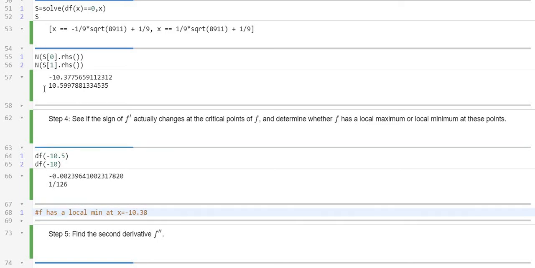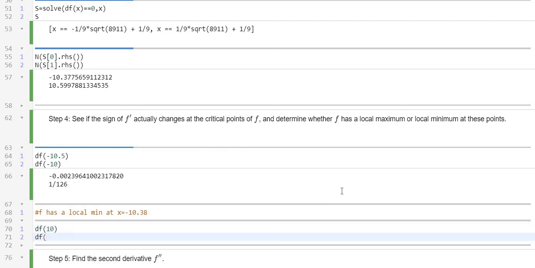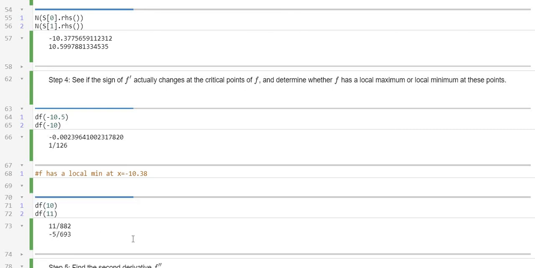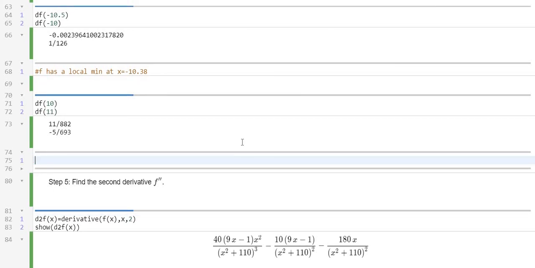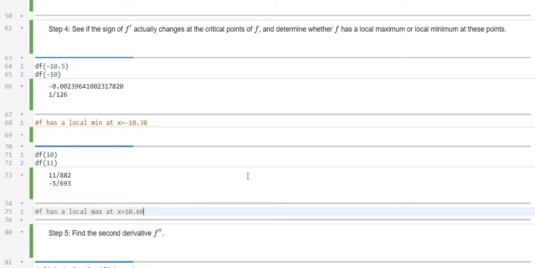Okay, and now we go to the second critical point, around 10.6. I need to choose something to the left of 10.6. How about 10? I need to choose something to the right of 10.6. How about 11? Okay, it's positive to the left and negative to the right, so that means the original function is going up and changing to down. I'm making a peak. This is a local maximum. So the original function f has a local max at x equals 10 point, what was it equal to? 10.59, about 10.60.